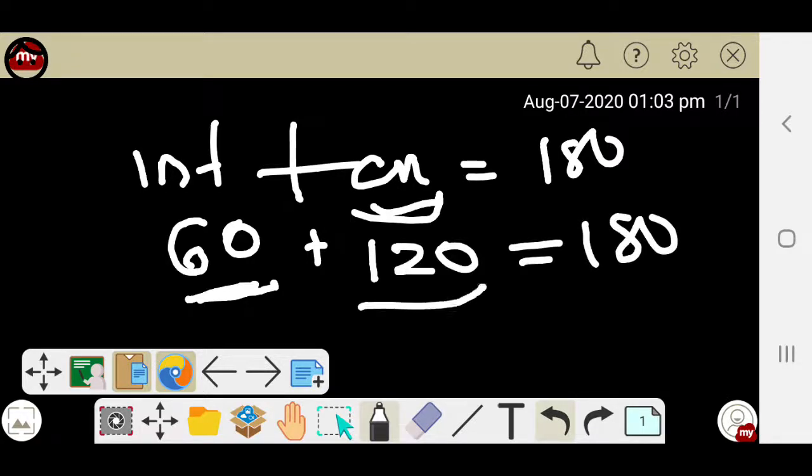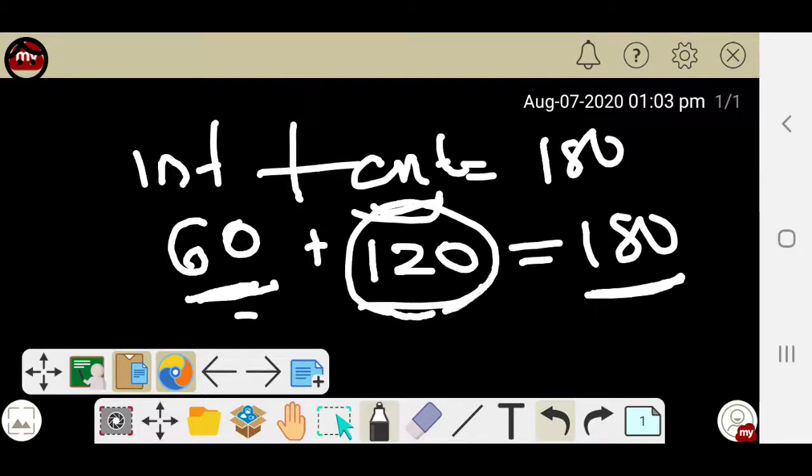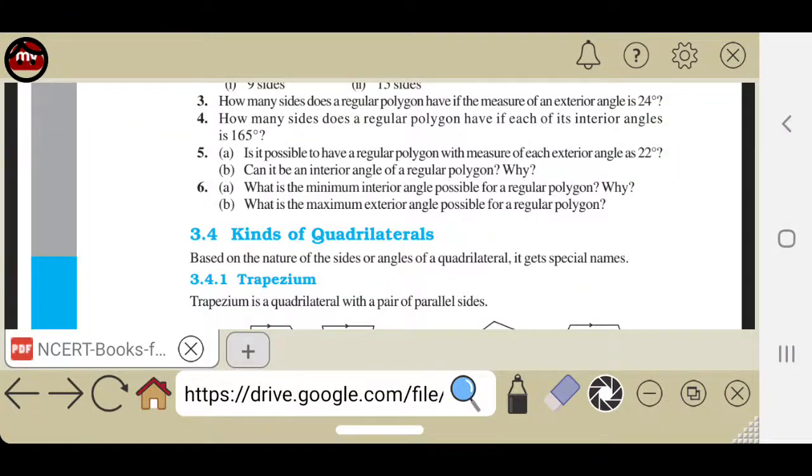Okay, 60 plus 120 equals 180. Because 60 is the minimum angle, it will increase, and while it increases, the exterior angle will decrease, since we have to get a total of 180. So we can't get more than that. For the minimum interior angle, we get the maximum exterior angle, which is 120. Okay, now we are moving to the third exercise, 3.3.